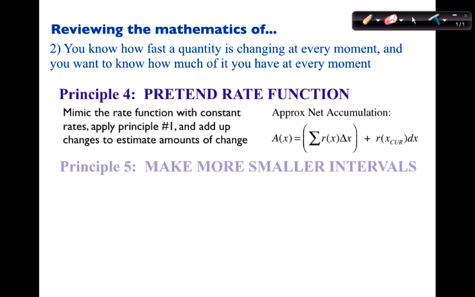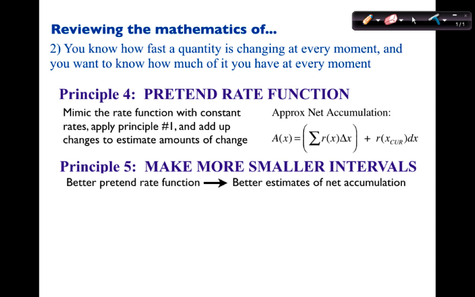Okay, so what's principle 5? So just forget about that for a second. Principle number 5 is make more smaller intervals, right? To make the rate approximation better, and so the accumulation approximation better. So better pretend rate function means better estimates of net accumulation. Okay? Better ingredients, better pizza.